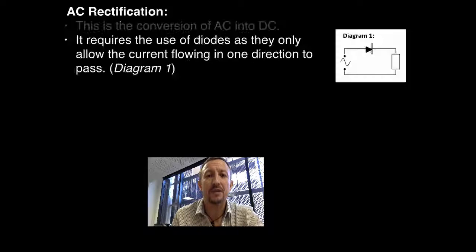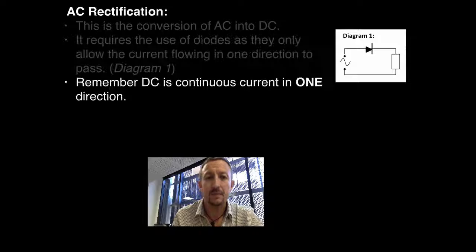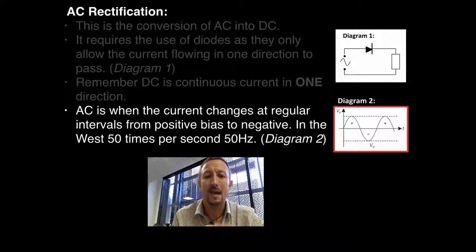Alright, so what is AC rectification? Well, basically this is useful in the process of converting AC, or alternating current, into DC, or direct current. Now it uses the effect of a diode. In diagram 1 here you can see that we've got a diode placed in an AC circuit flowing through a resistor. Now DC is continuous, so we want it to go in one complete direction, but unfortunately AC is continually changing its terminals, going from positive to negative and back again.